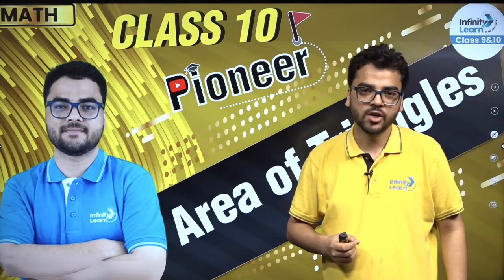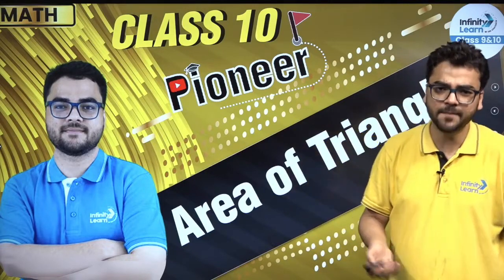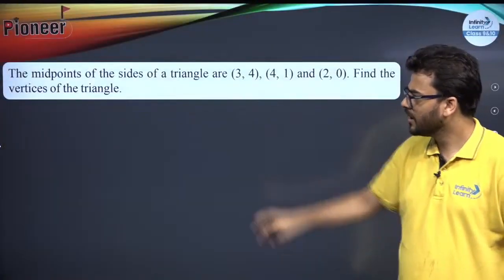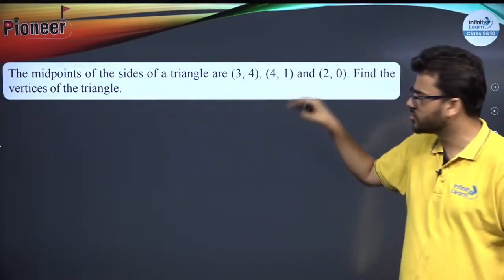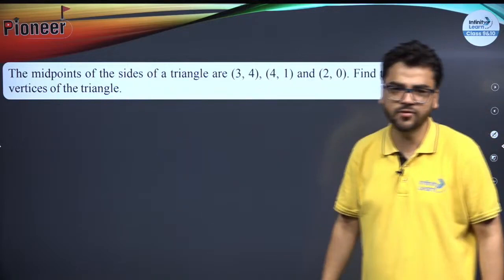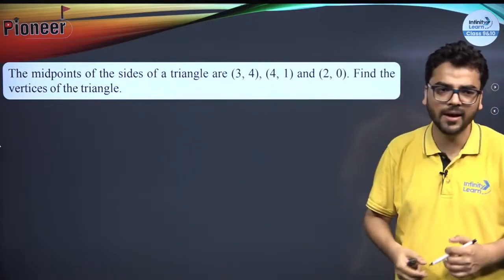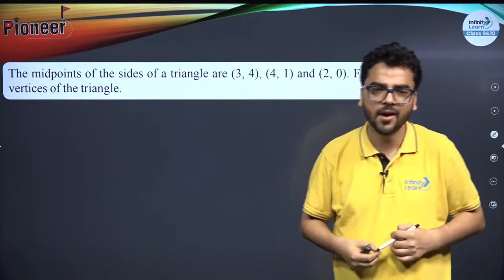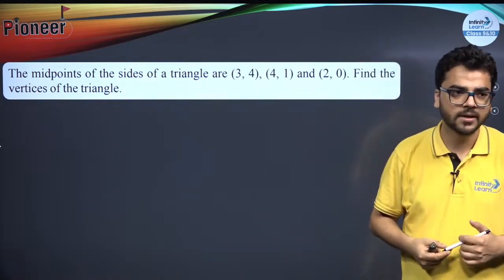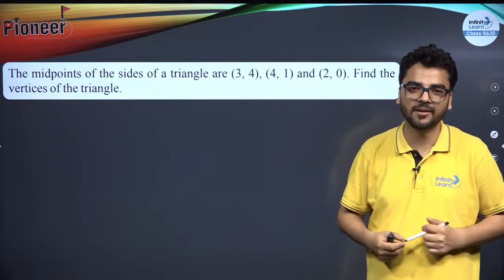Okay. So let's start with a question which is based on the concept which we have done in the previous session. The midpoints of the sides of a triangle are given, and we have to find the coordinates of the vertices of that triangle. So are you guys ready? Can you try doing this question and let me know the answer in the chat?